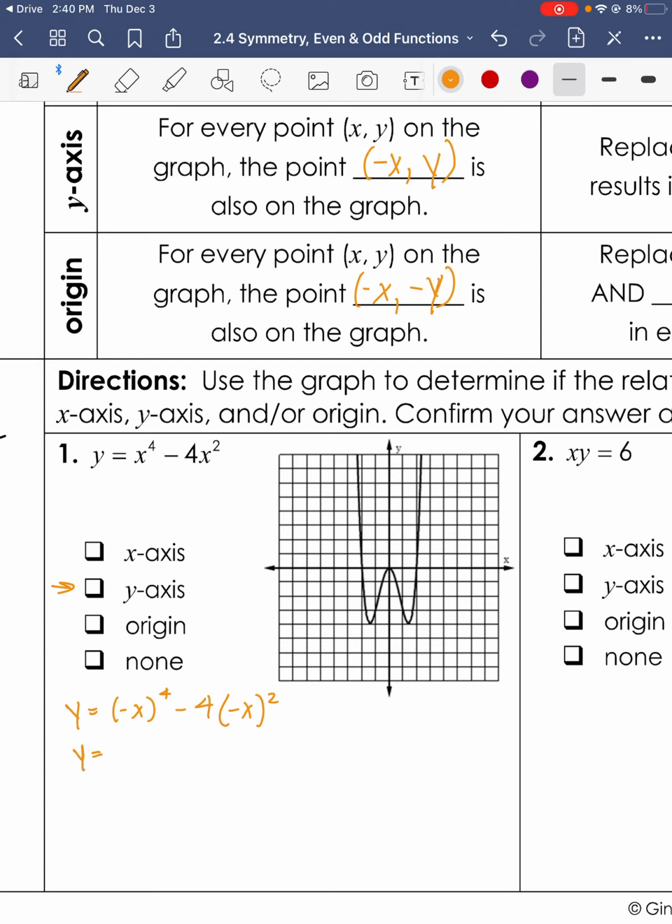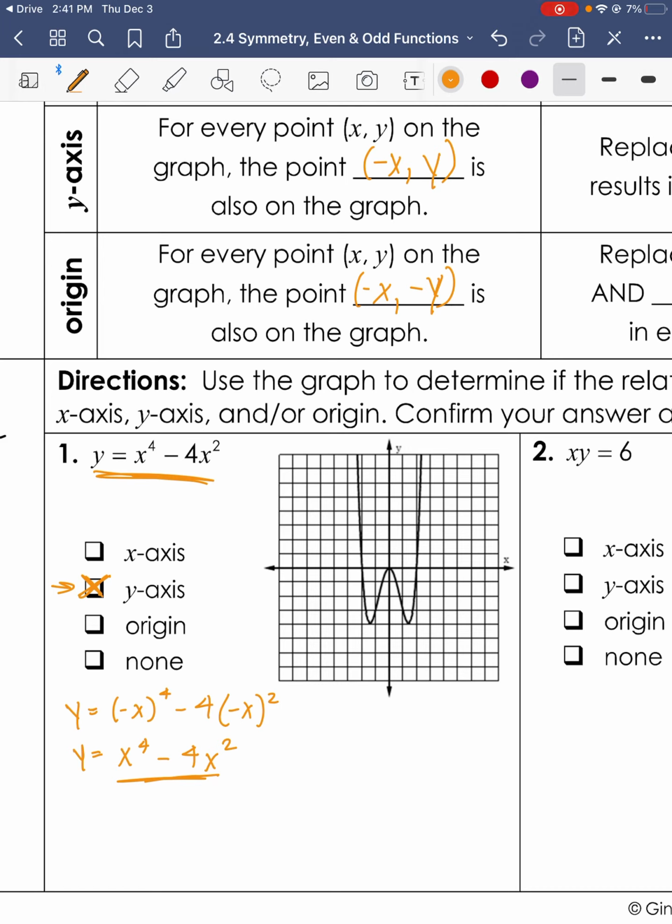Even exponents will always end up being positive, so this is just going to equal x to the fourth minus 4, and then negative x squared is negative x times negative x, which is just x squared. And we can see here that the equation that we started with is the equation that we ended with. So we do have symmetry about the y-axis.